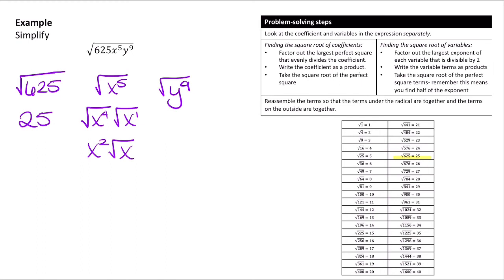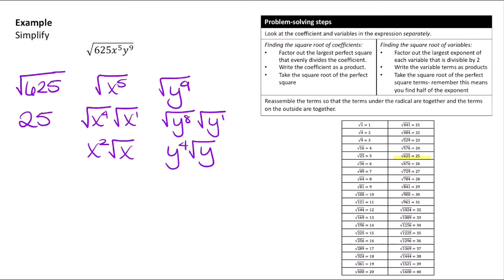Now let's look at y to the 9th. The next number that's divisible by 2 is going to be y to the 8th, and that's going to be times y to the 1. The square root of y to the 8th is going to be y to the 4th, and that's going to be times the square root of y.